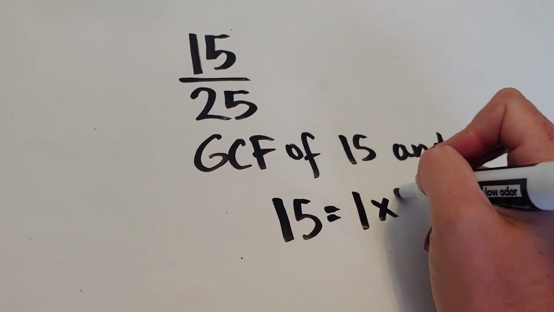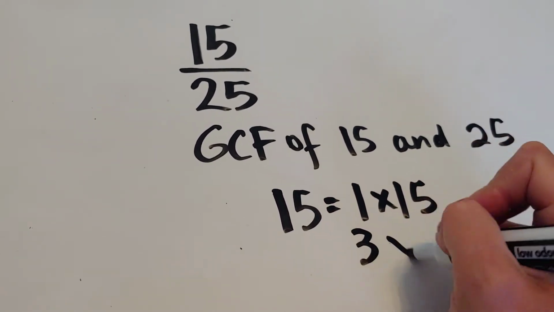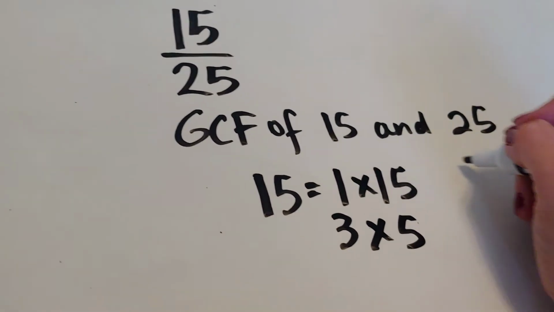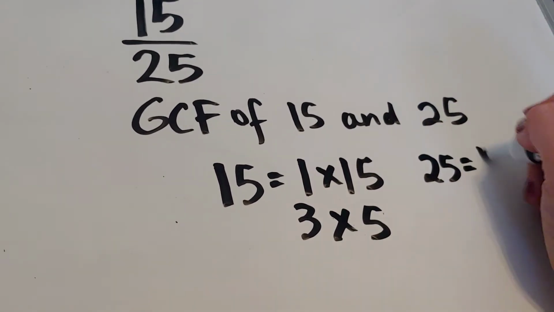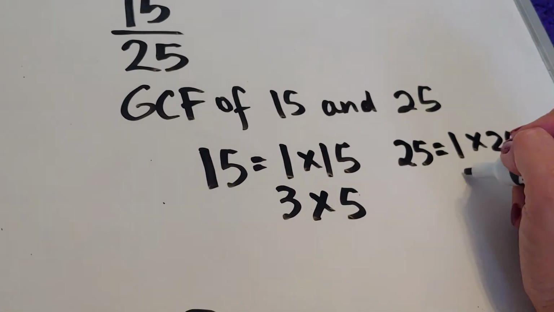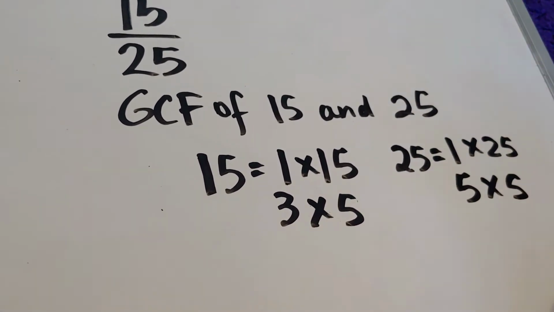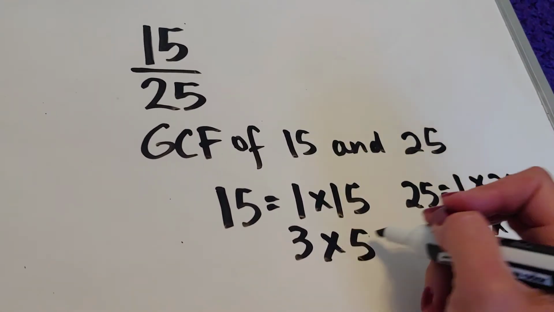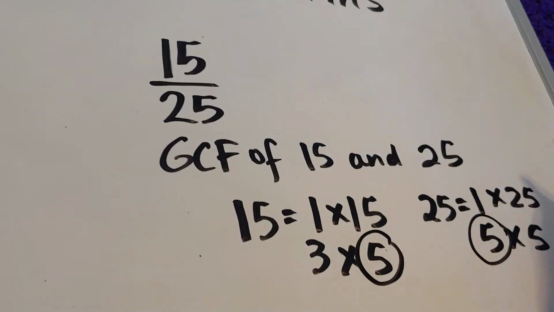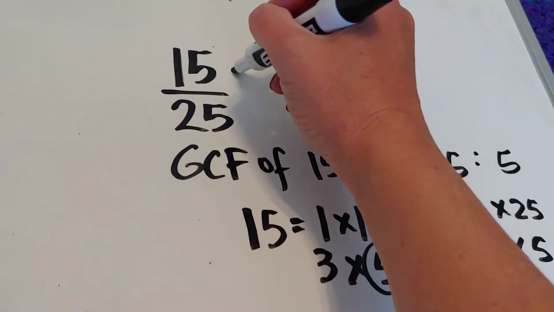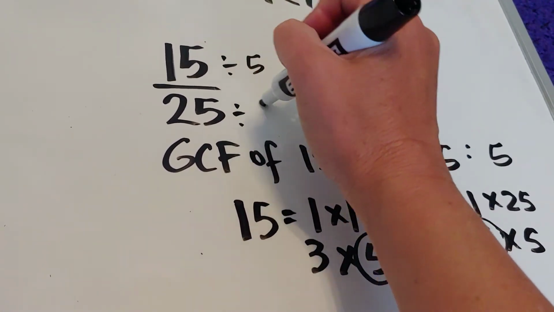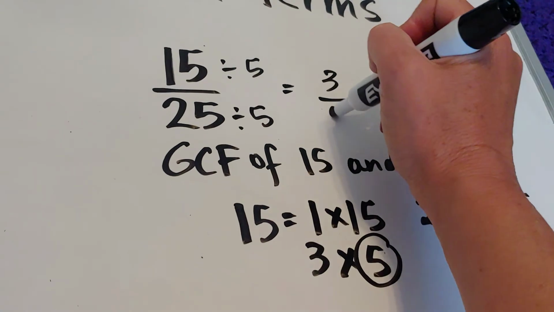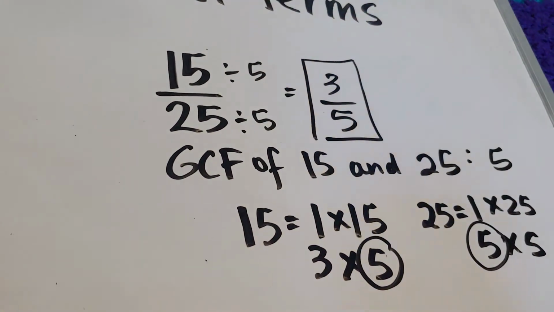15 is 1 and 15, 3 and 5. 25 is 1 and 25, and 5 and 5. So what's the biggest number on both lists? That's right, 5. So what I can do now is come up here, divide by 5, and get the reduced fraction or lowest terms fraction of 3/5.